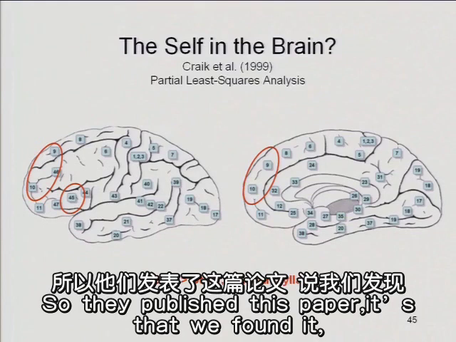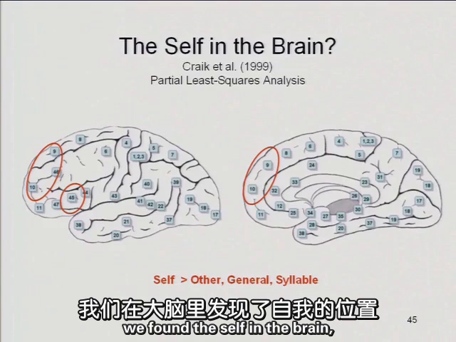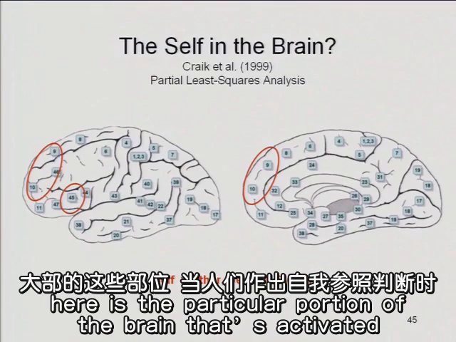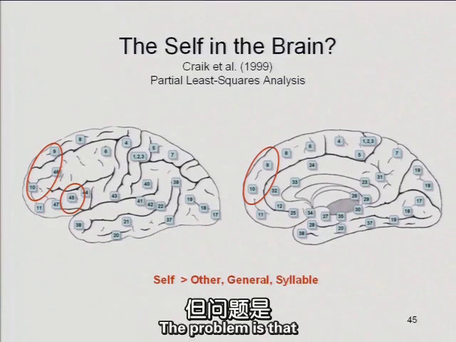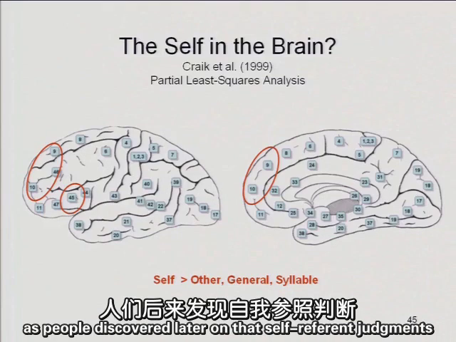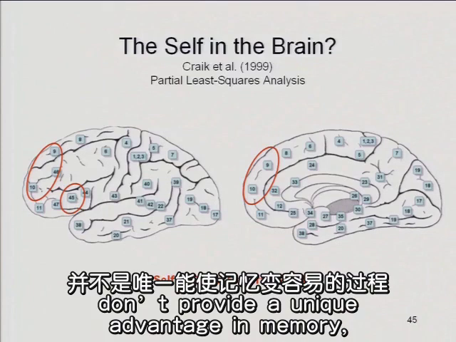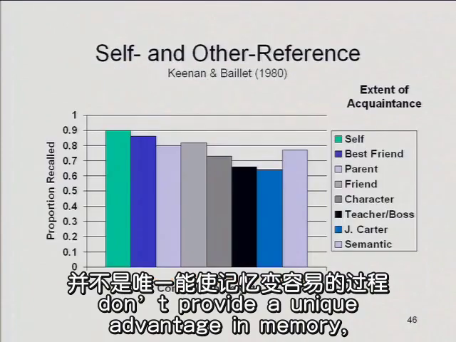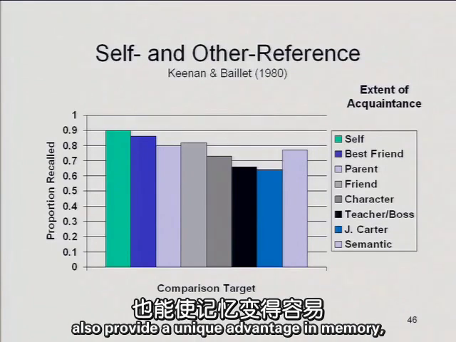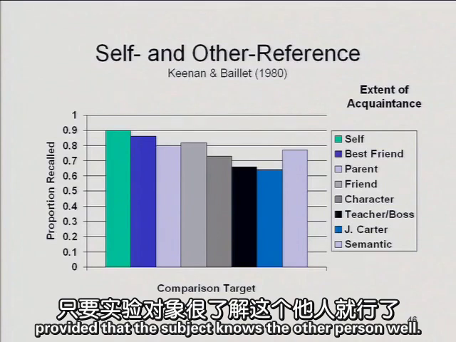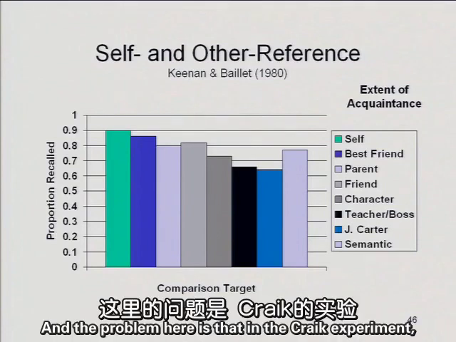So they published this paper. That we found it. We found the cells in the brain. Here's a particular portion of the brain that's activated when people make self-reference judgments. Okay. The problem is that, as people discovered later on, self-referent judgments don't provide a unique advantage in memory. Other referent judgments also provide a unique advantage in memory, provided that the subject knows the other person well.